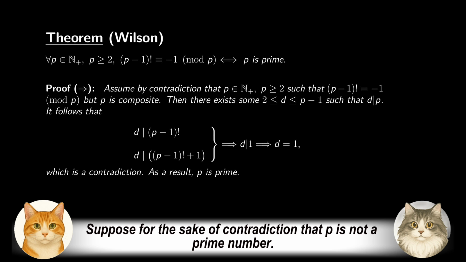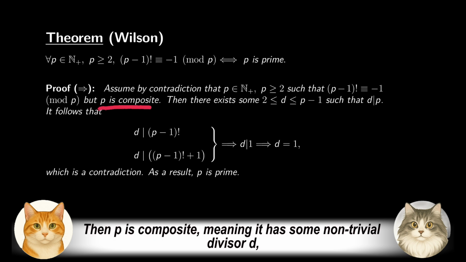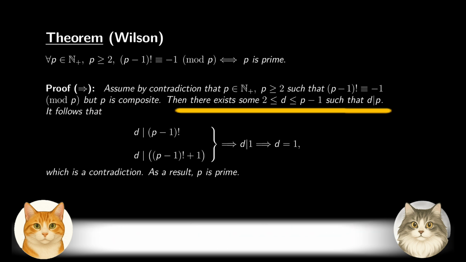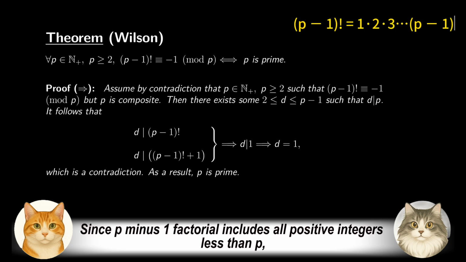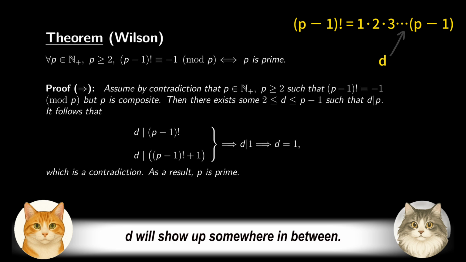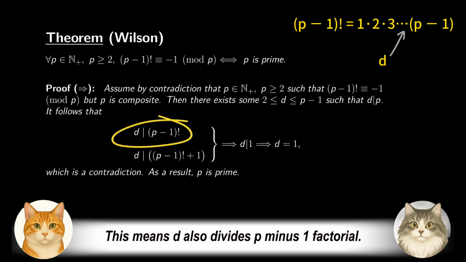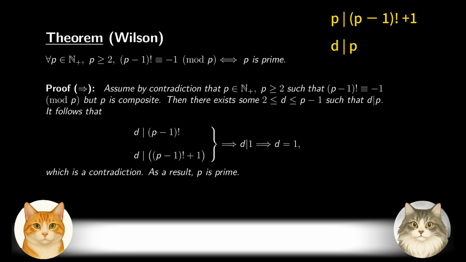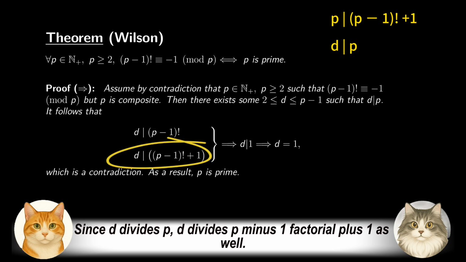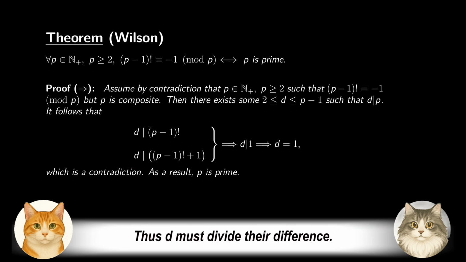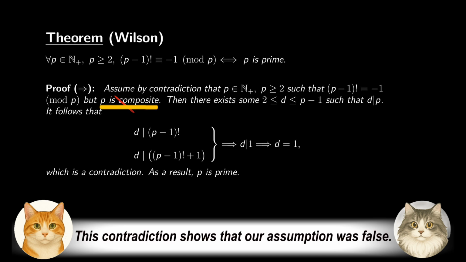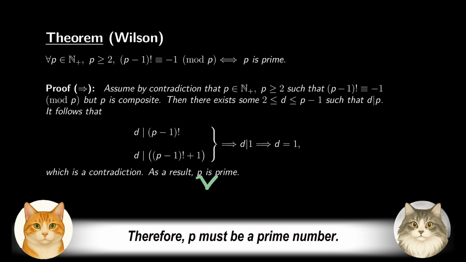Suppose for the sake of contradiction that p is not a prime number. Then p is composite, meaning it has some non-trivial divisor d, where d is at least 2 and at most p minus 1. Since p minus 1 factorial includes all positive integers less than p, d will show up somewhere in between. This means d also divides p minus 1 factorial. By assumption, p divides p minus 1 factorial plus 1. Since d divides p, d divides p minus 1 factorial plus 1 as well. Thus d must divide their difference, that is, d must divide 1. This implies that d equals 1, which is impossible as d is at least 2. This contradiction shows that our assumption was false. Therefore, p must be a prime number.